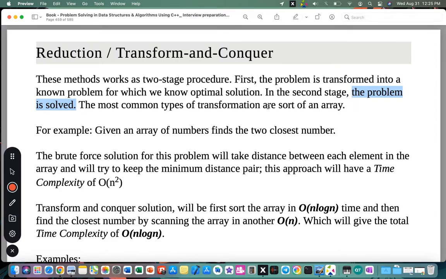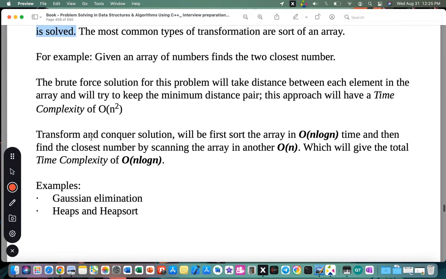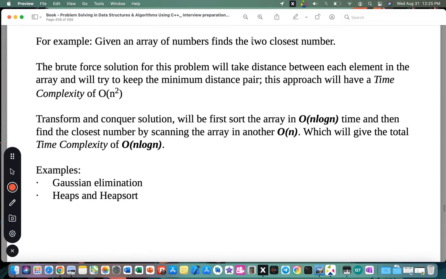For example, given an array of numbers, find the two closest numbers. The brute force solution for this problem will take the distance between each element in the array and try to keep the minimum distance pair. This approach will have a time complexity of n squared because each one will be compared to the full thing. So it's like squaring the total number. This is the time complexity, right?